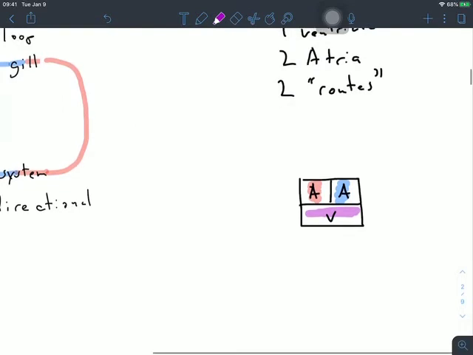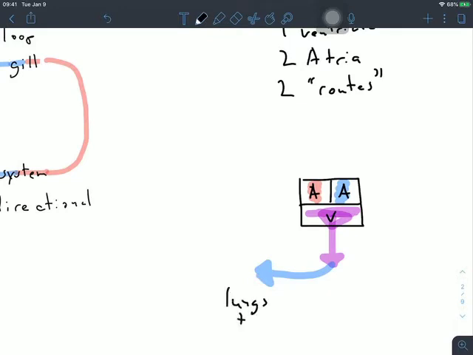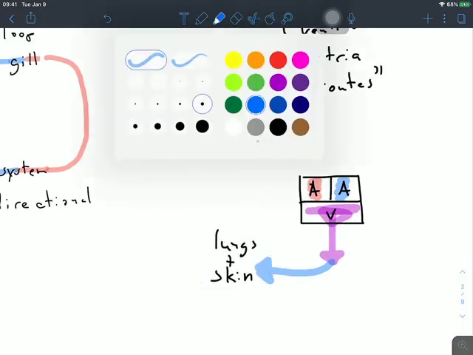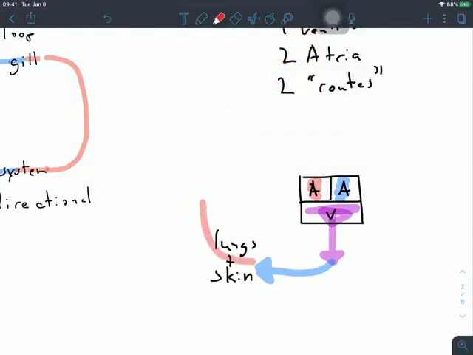This mixed blood will be pumped. So again, here our arrow for the pumping in the ventricle. It will be pumped to 2 different loops. One that goes towards the lungs and the skin to be oxygenated, and then return to the atrium.